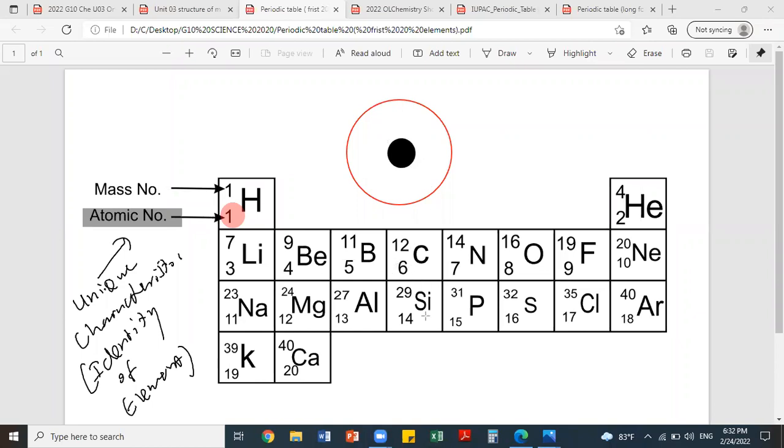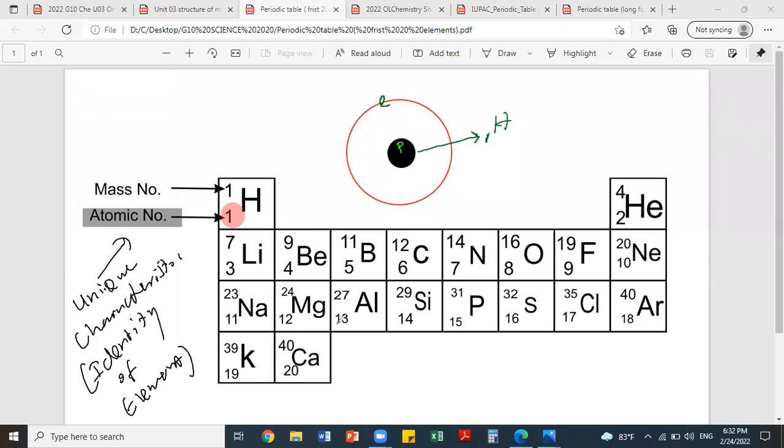Look at the screen, everyone. What is the atomic number of hydrogen? 1, because it has only 1 proton and 1 electron. This is the hydrogen atom. The hydrogen atom has just 1 proton and 1 electron. Atomic number 1 is what is called the atomic number. Atomic number means the number of protons inside the nucleus.